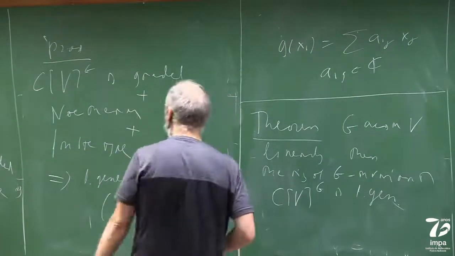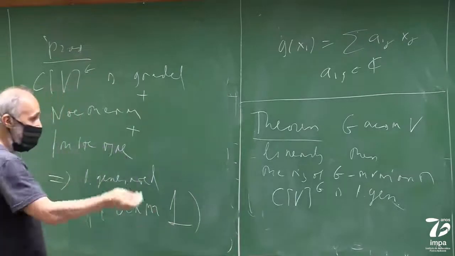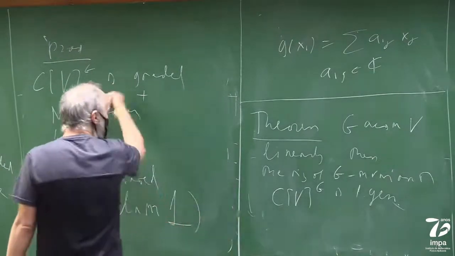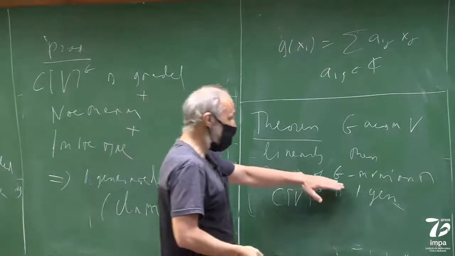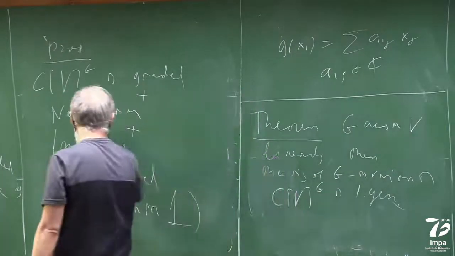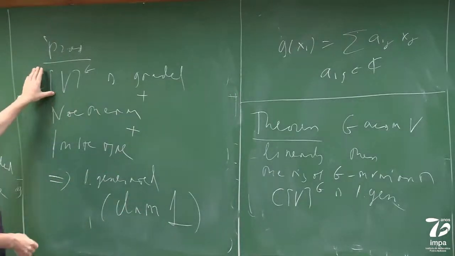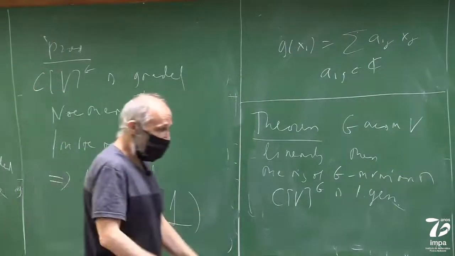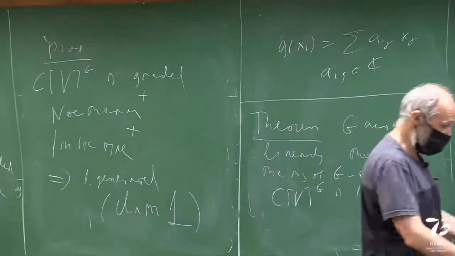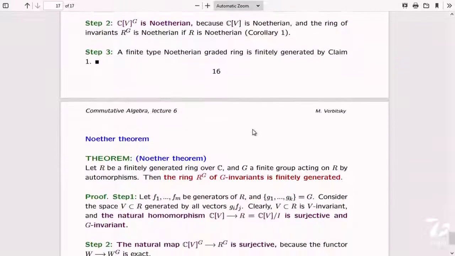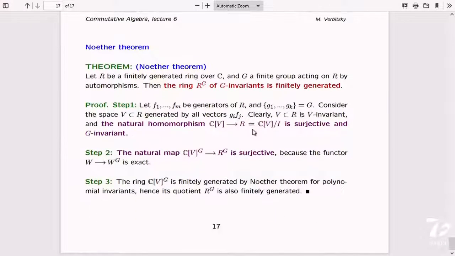Okay, and so it's finite type because it's a subring of something which is finite type. It's graded because the action preserves its grading, and it is Noetherian because the ring of invariant elements is Noetherian, as I told in the beginning of this whole long proof. Good. I think we're almost done. Yeah, it's the last slide.